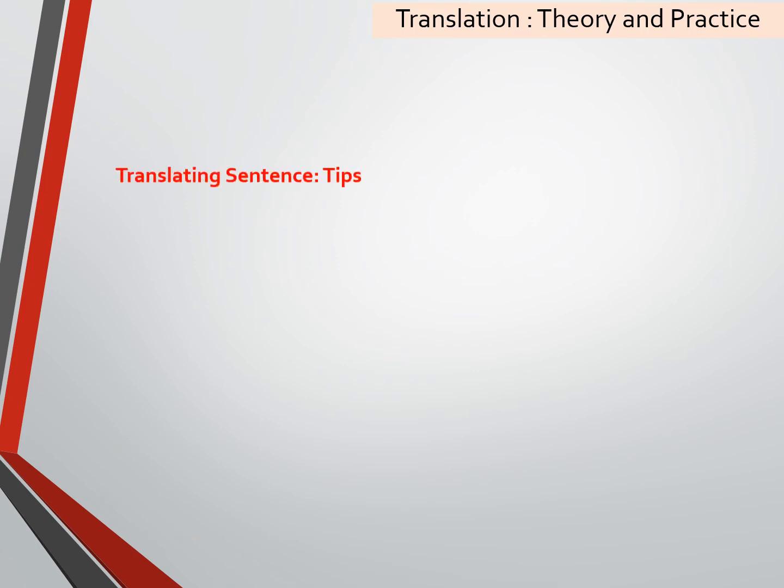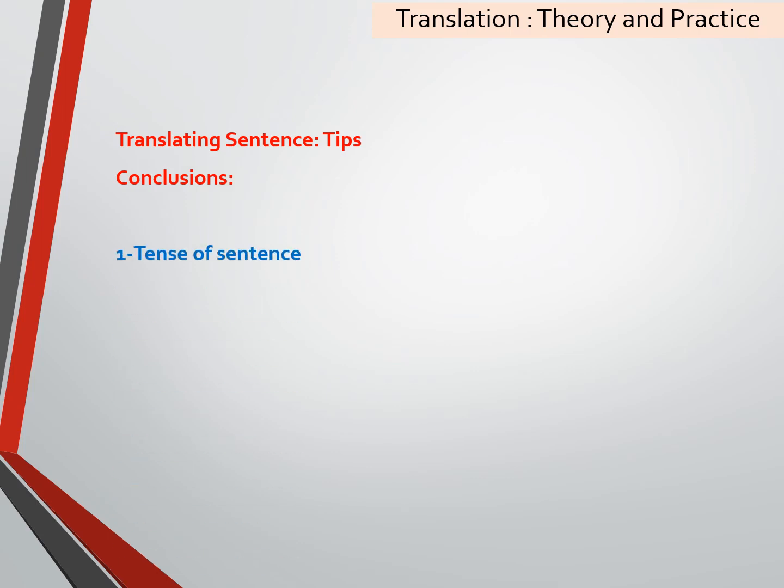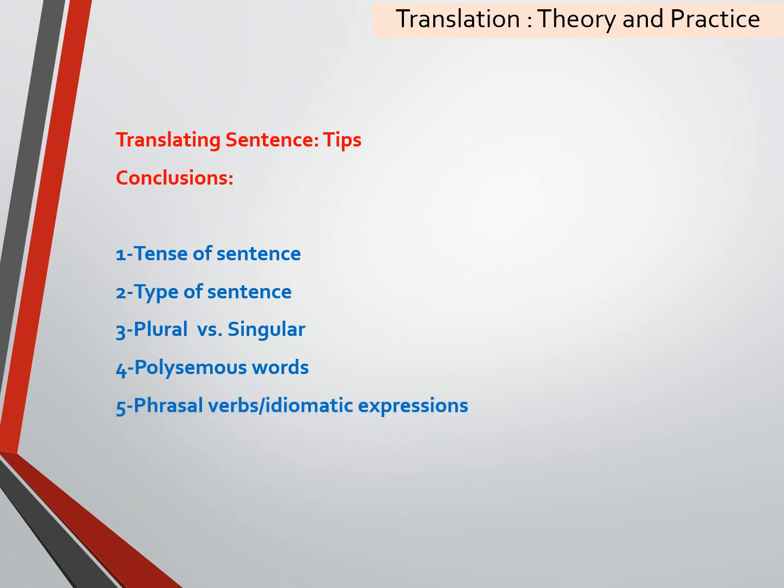So I hope by now it is clear that the message that I wanted to give you is that when you are asked to translate a sentence, there are several things to take into consideration, but I summarized them in 5 points. What is the tense of the sentence? What is the type of the sentence? Whether there are plural or singular items, whether there are polysemous words, words that have more than one meaning or not, and whether there are phrasal verbs or idiomatic expressions in these sentences.